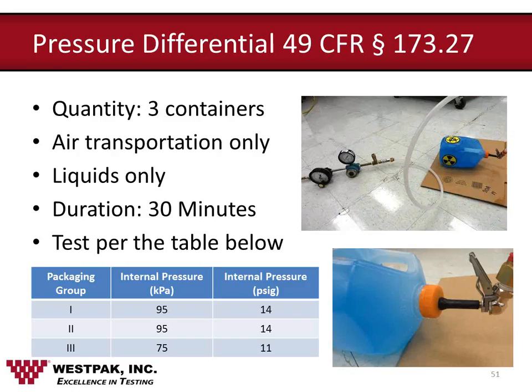Then you go through a pressure differential test, and of course this is only for liquids. With this test, you're applying an internal pressure of either 95 kPa for packaging groups 1 and 2, or 75 kPa for packaging group 3, for a duration of 30 minutes. With this test, you're making sure that the closure doesn't leak when you apply the internal pressure. I say closure because that's the most common failure mode of testing a package like this.